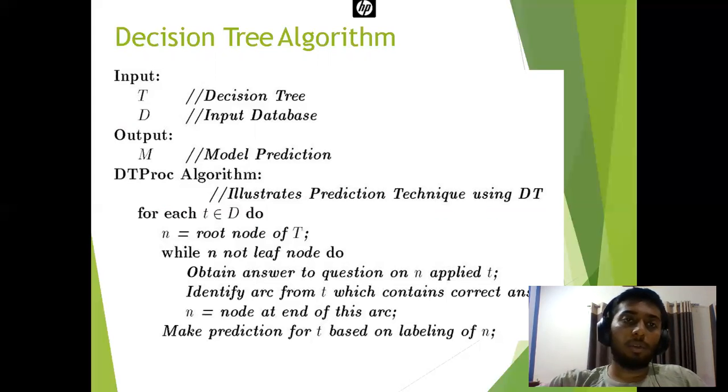So that means the lower portion in our example, that was short, medium, or tall. We have to make predictions for t based on the labeling of n. Like in our example, there were three: short, medium, and tall.